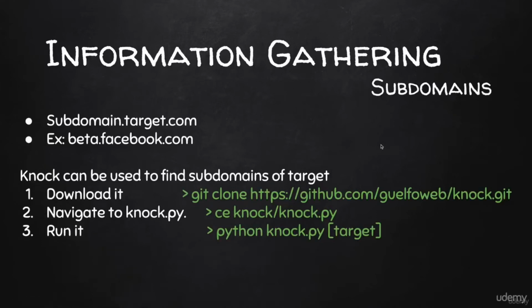In today's lecture, we're going to talk about subdomains. Subdomains, we've seen them everywhere. For example, they come in as subdomain.target.com. So, for example, you'd have beta.facebook.com, mobile.facebook.com, or user.facebook.com. In Google, you have mail.google.com, which basically just takes you to Gmail.